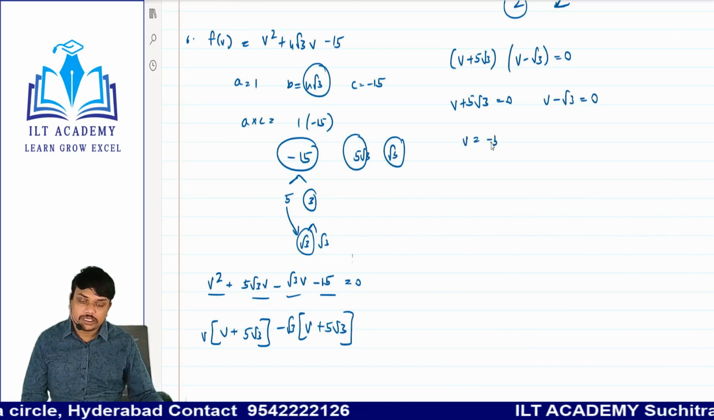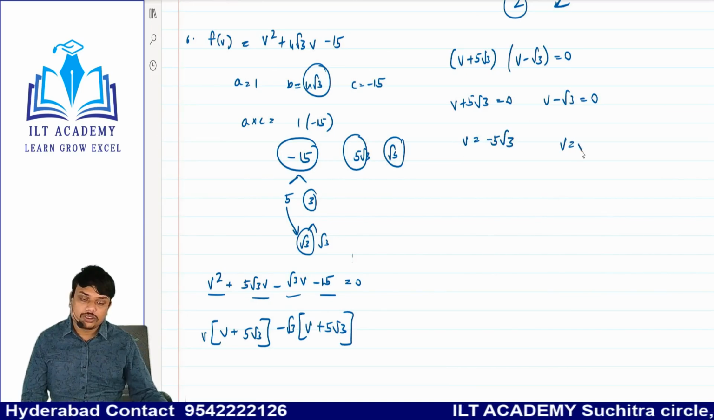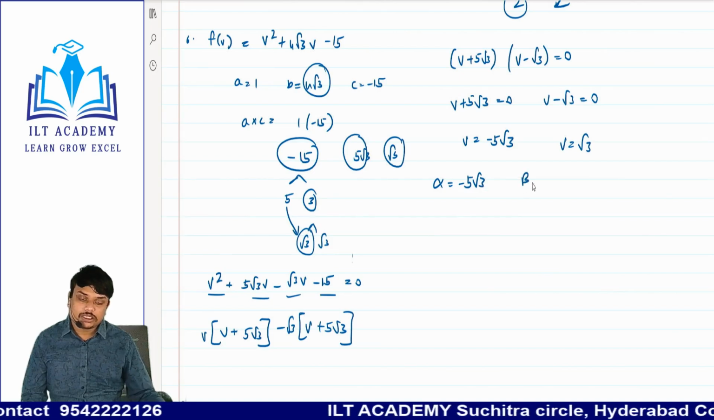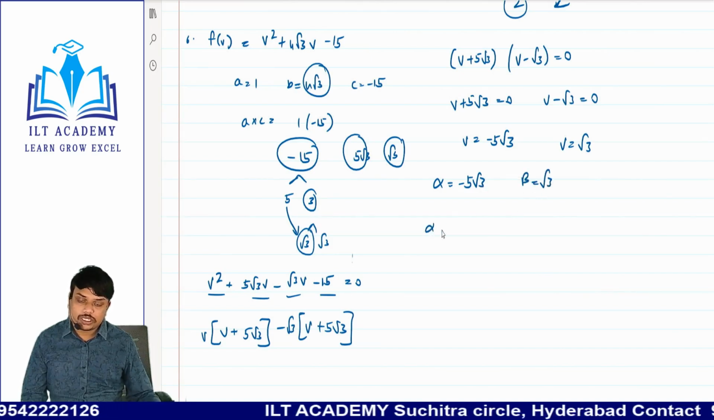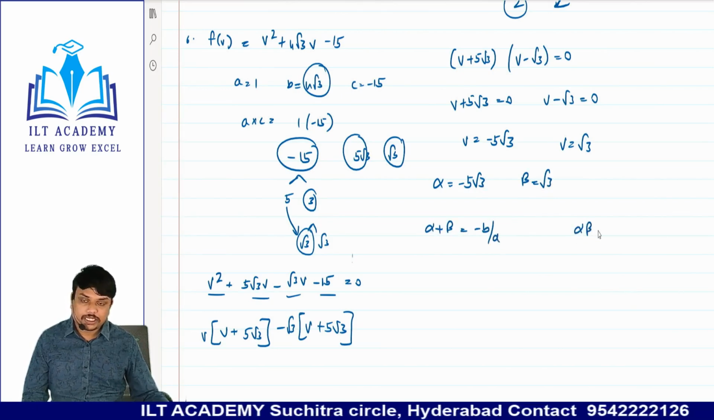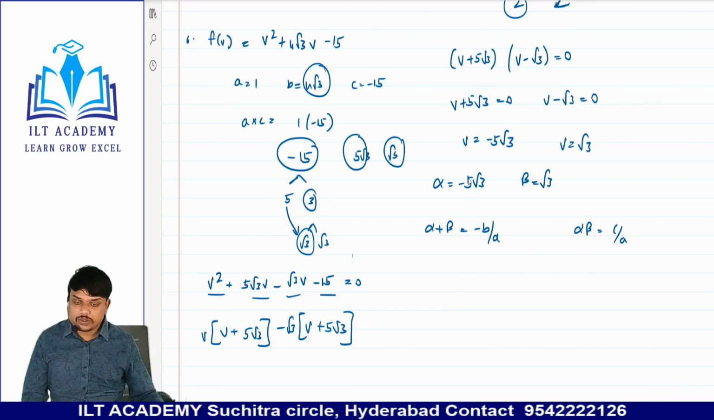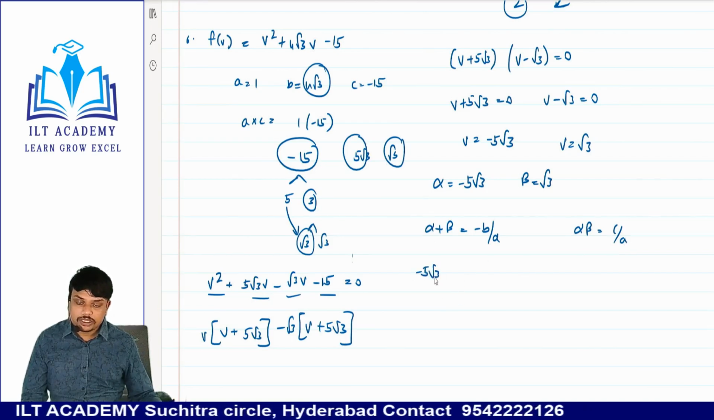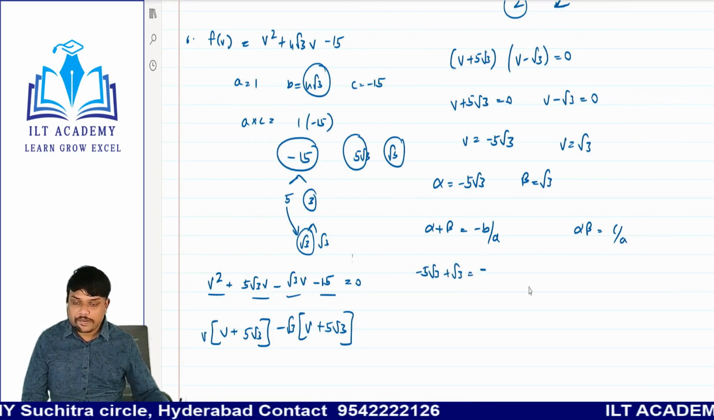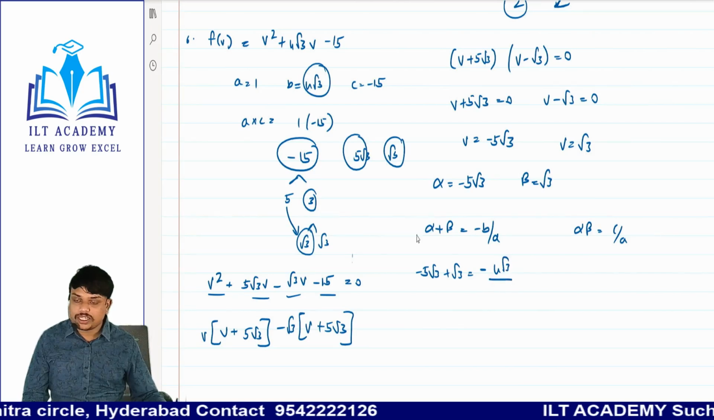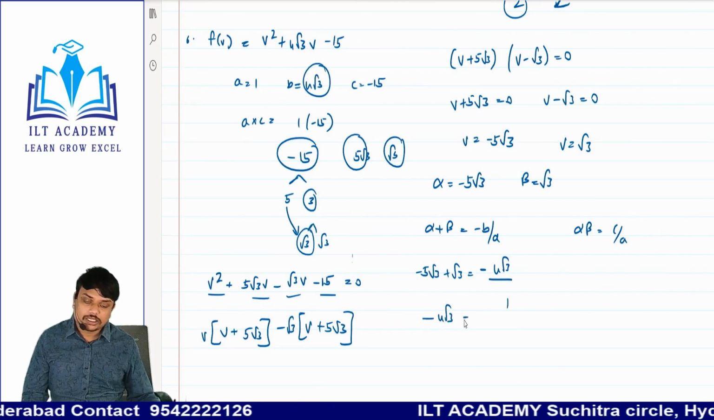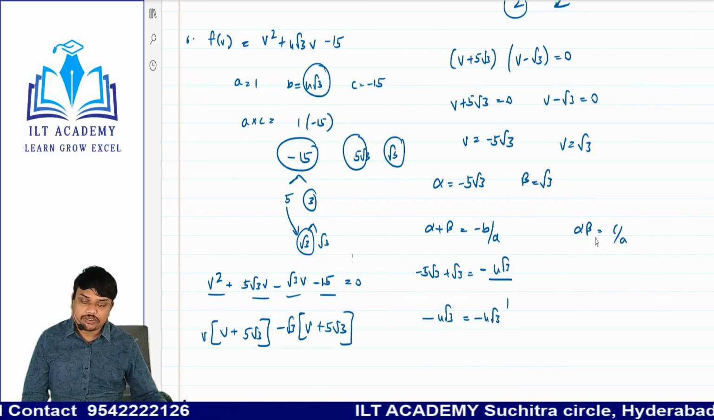So v is equal to minus 5 root 3, v is equal to root 3. So alpha is equal to minus 5 root 3, beta is equal to root 3. Now alpha plus beta is equal to minus b by a, and alpha beta is equal to c by a. Now alpha plus beta is minus 5 root 3 plus root 3 is equal to minus b by a. b is 4 root 3, a is 1. So minus 5 root 3 plus root 3 is minus 4 root 3.